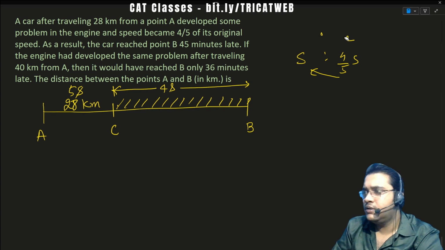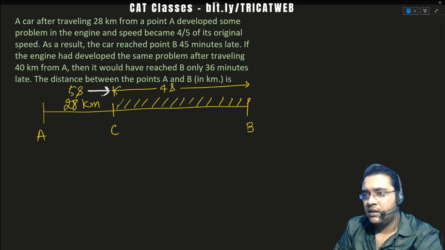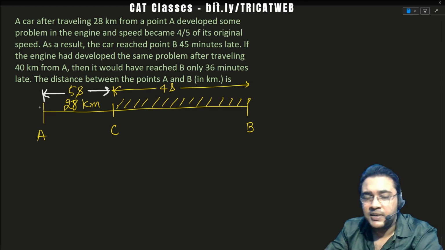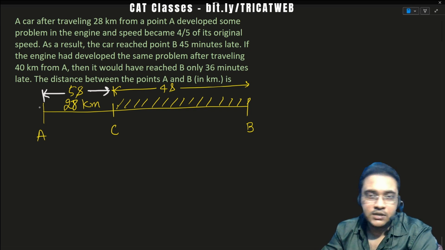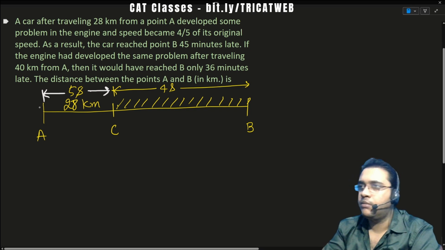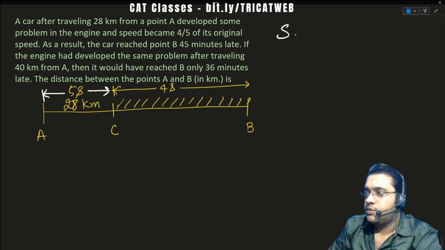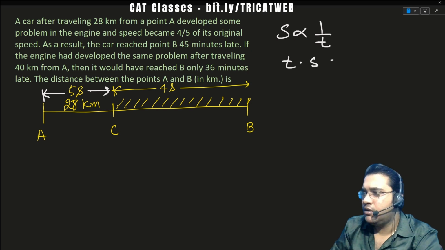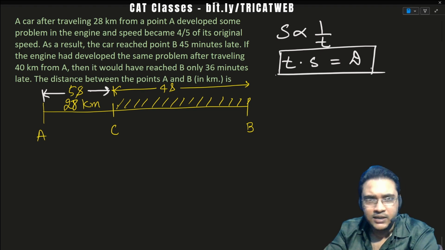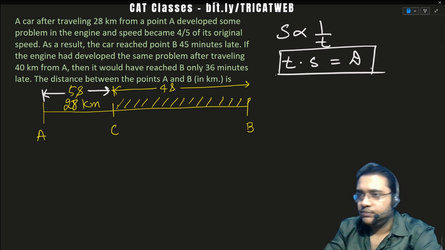Since the distance is constant between A and B, the speed and the time will be inversely proportional. That is what I know from my previous knowledge. So speed is inversely proportional to time. This is one of the ideas that I have, and just to make your life easy, time into speed is equals to distance. This is the only formula in time, speed and distance.